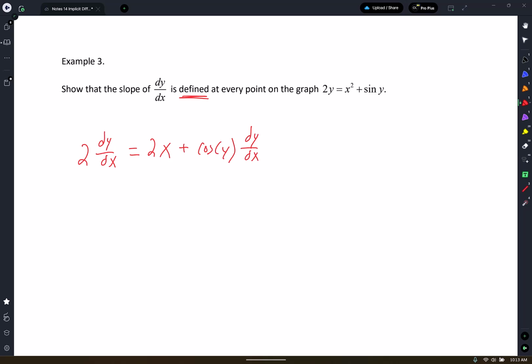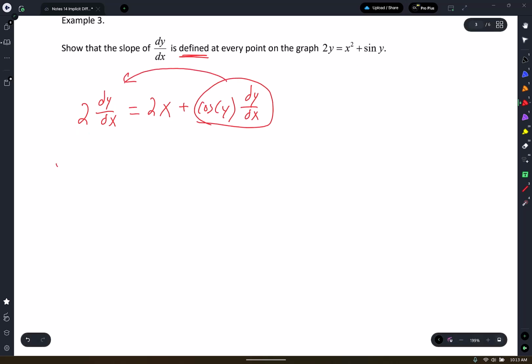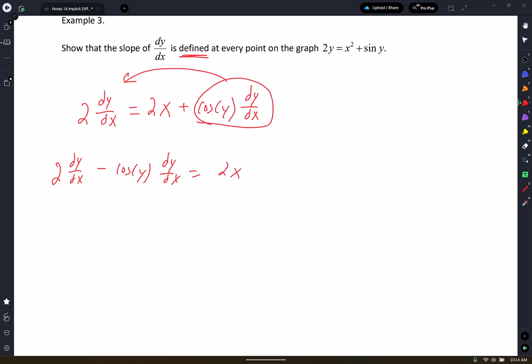That's why we're doing it right now. Look, we're getting better at algebra. What are we trying to get? dy/dx. So get the dy/dx terms all together. I'm going to move this term, that's my product, to the left. So here we go. 2 dy/dx minus cosine y dy/dx equals 2x. So catch up to here.